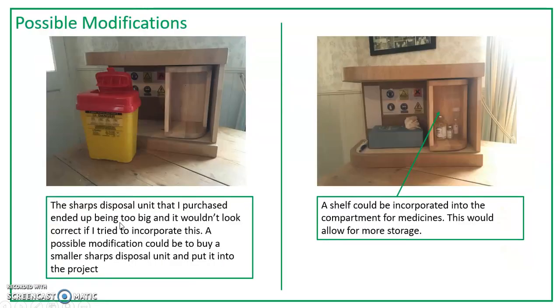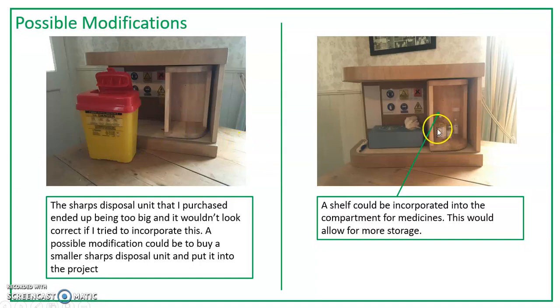And then I finally came up with some possible modifications. Earlier on in my design thinking diary, you could see that I wanted to incorporate a sharps disposal unit, but when I bought the sharps disposal unit, I found that it ended up being too big and it wouldn't really look correct if I incorporated it into my project. So I just left it out, and one of my modifications would be to buy a smaller one and incorporate that into it.